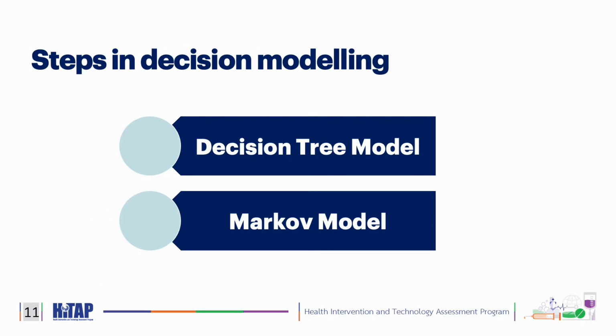Okay, so from now, I think you may get an idea of what decision modeling is, why and when it is needed, and also how many types of decision modeling are used in health economics. So, the steps of conducting decision modeling that I will cover today will include two types of decision model, which are first the decision tree model, and the second one is the Markov model.